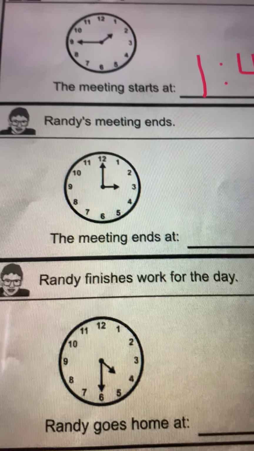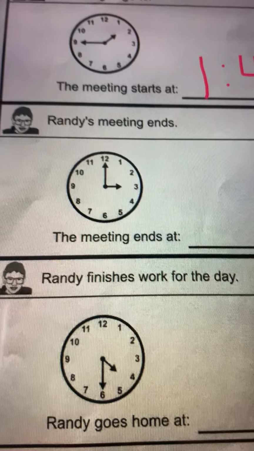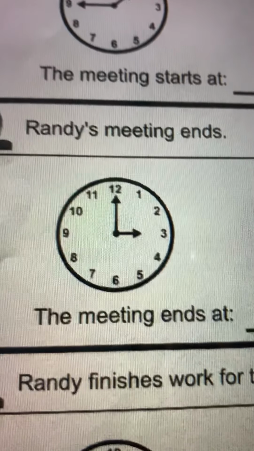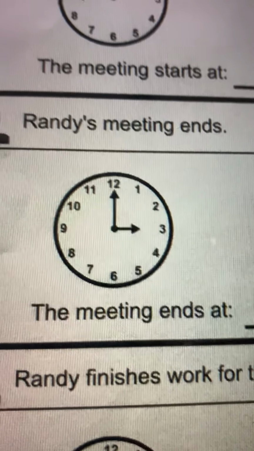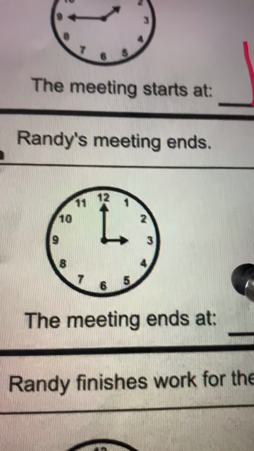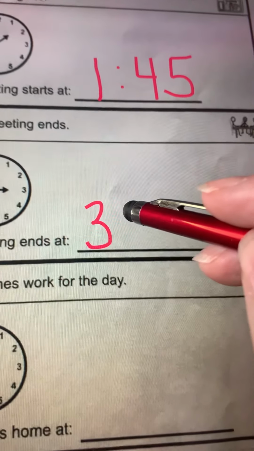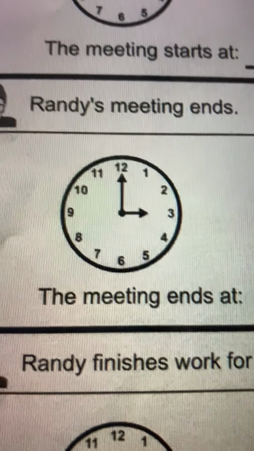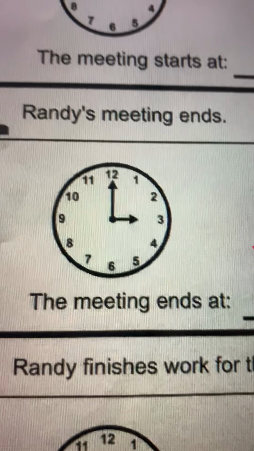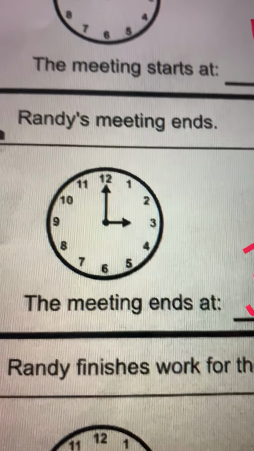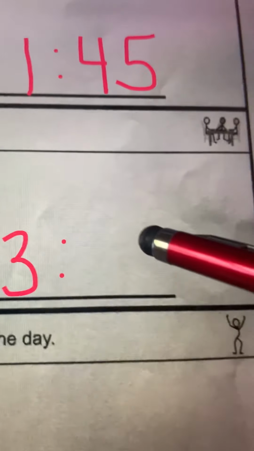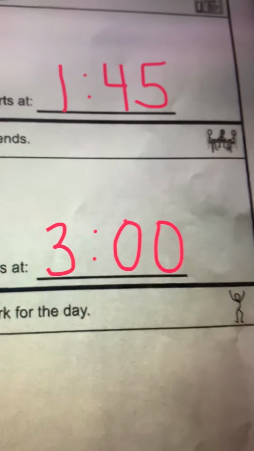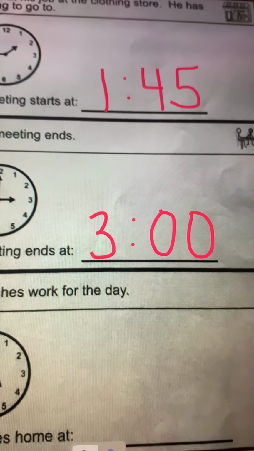Okay, and now we're going to find out when his meeting ends. Randy's meeting ends at, okay, what's the little hand pointing to? The little hand is pointing right on the 3. So we're going to write our 3. Let's not forget our colon. And the big hand is pointing right on the 12. And remember, 12 is your double zero. So we're going to come over here and write our 2 zeros. So that means his meeting ends at 3 o'clock.